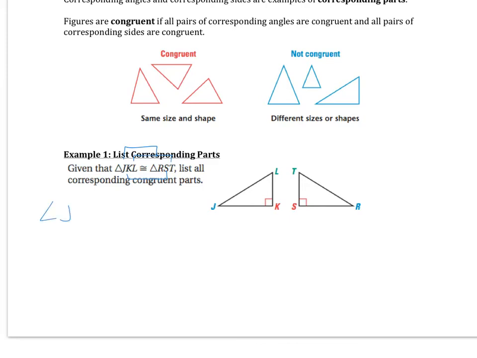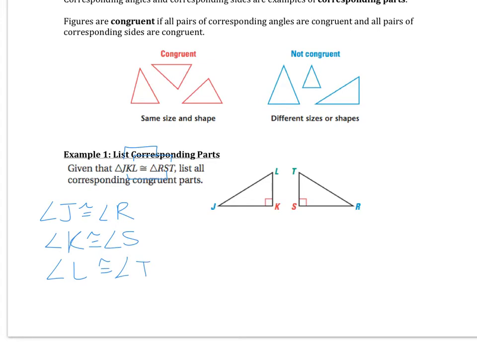So angle J is congruent to angle R, angle K congruent to angle S, and angle L congruent to angle T.